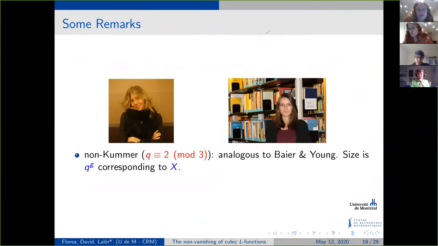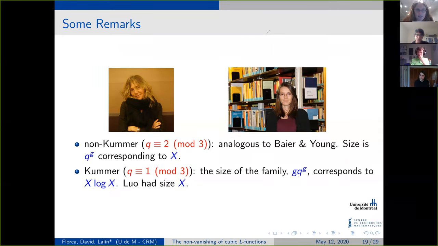Okay, so let me just mention a few features about these results. For the non-Kummer case, the case where q is congruent to 2 mod 3, this is analogous to the result of Bayer and Young. And the size is q to the g, like I said. With Bayer and Young, they have size X. So this q to the g that we have here translates as the X that we had before. So basically, it's a similar result.